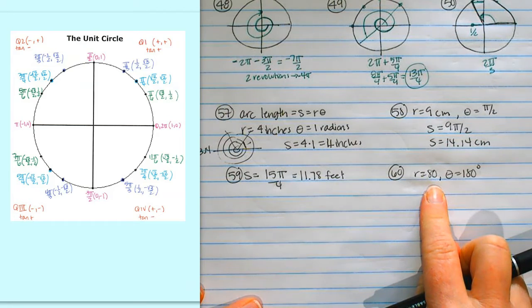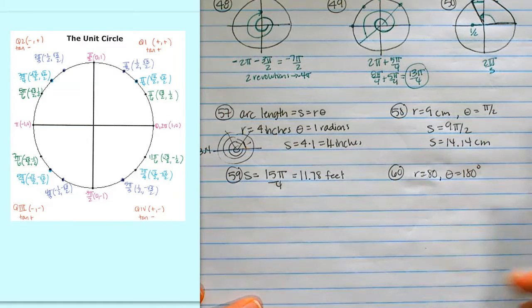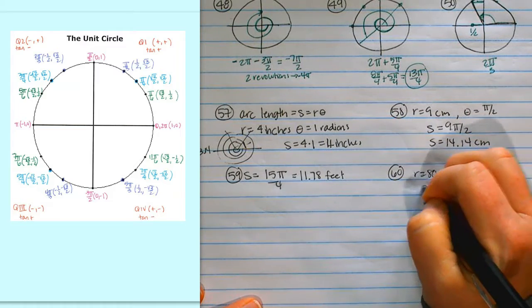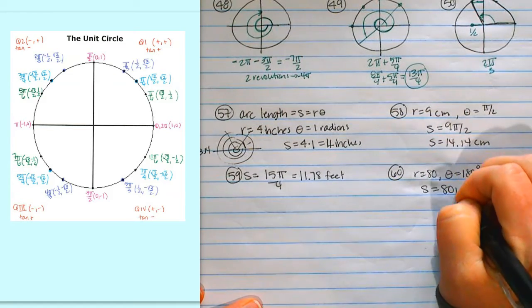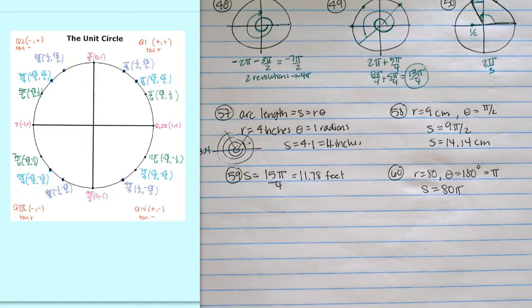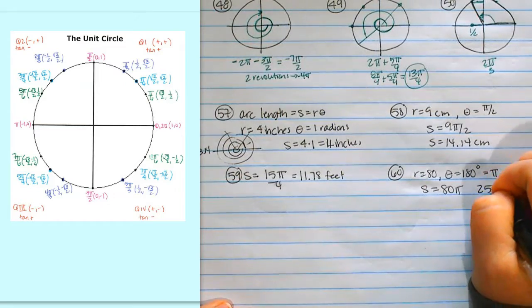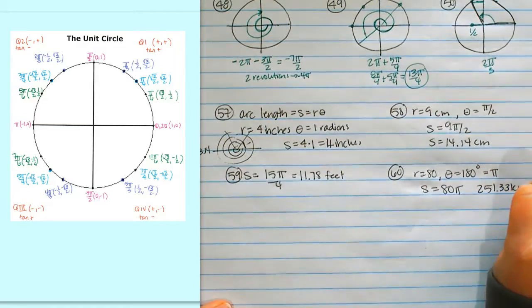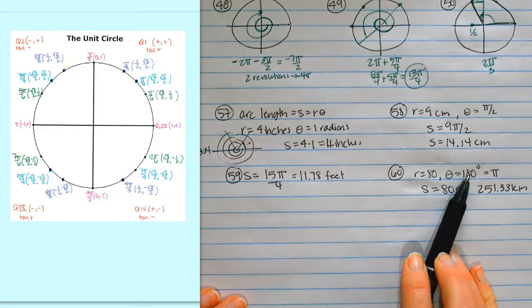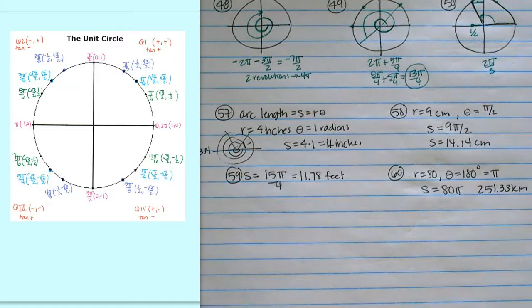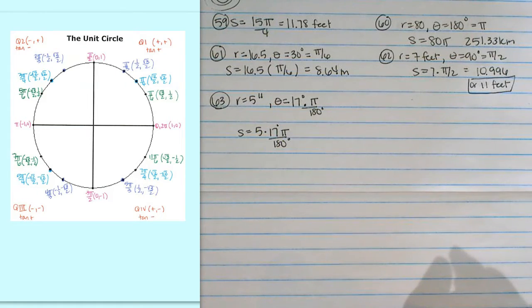60, they threw us a loop. This has to be in radians for us to be able to use this equation. So we need to take 180 and make it into pi. And now we have the arc length is 80 pi, and then just plug that into a calculator. So for 60, you get 251.33, and that was in kilometers. So make sure that you take all the degrees and put them into radians in order to use the arc length equation. All right, a couple more answers out there to check.